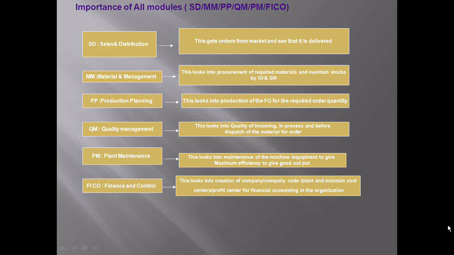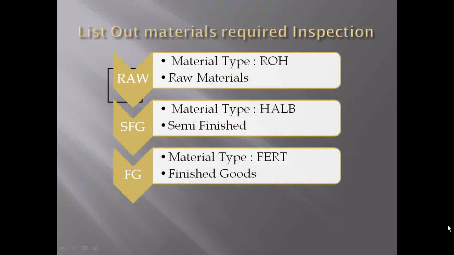Basically, I teach PP, QM, and PM. Whenever SAP is getting implemented in any company, we will list out all the materials, like how many materials they are using as raw materials, SFG, or finished goods. Maybe they have 1 lakh raw materials, but they may not be doing quality inspection for all materials. So whatever raw materials they are doing quality inspection for, they will list out. Similarly, they will list out semi-finished and finished goods. In SAP, the material type is ROH for raw material, HALB for SFG, and FERT for FG.